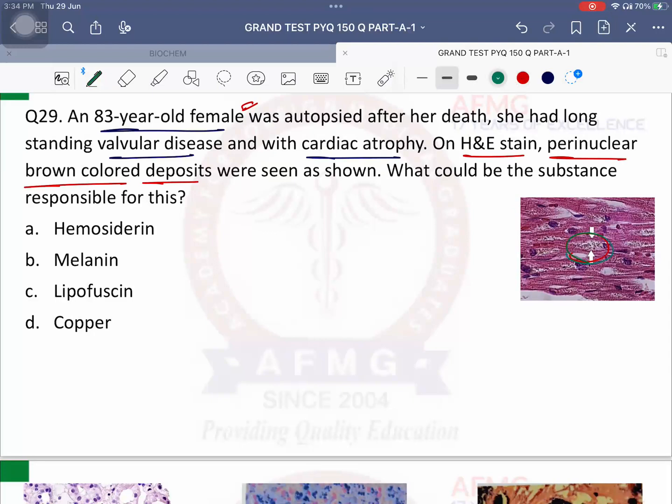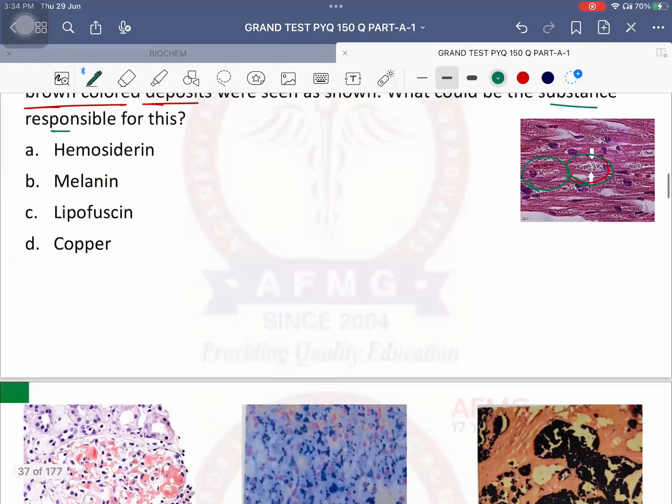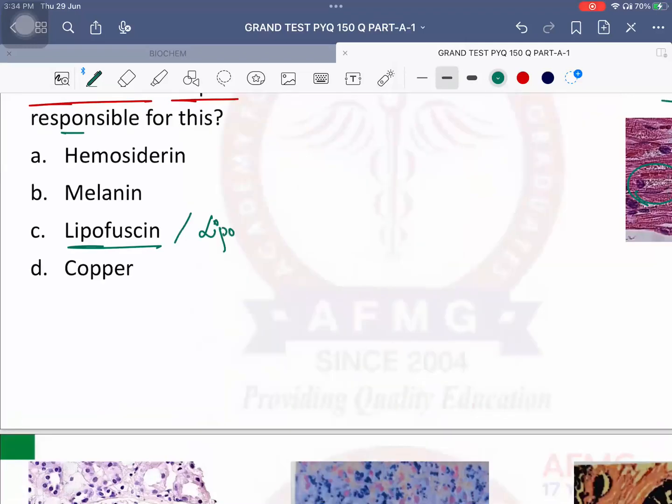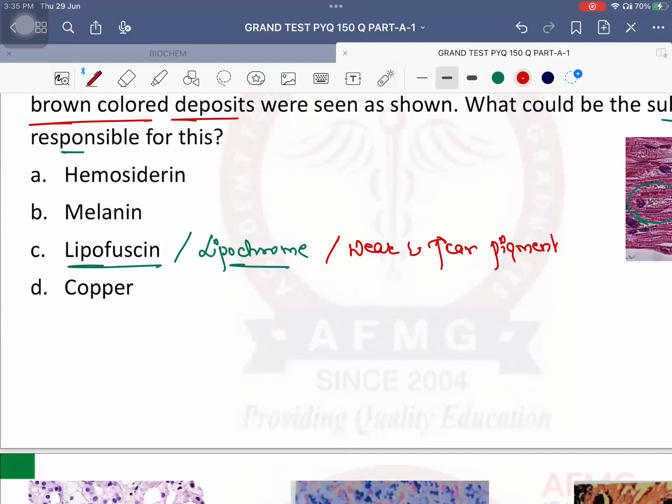Okay? So usually it is due to which pigment deposition? It is due to lipofuscin. Lipofuscin is also known as, will we just call lipofuscin lipofuscin? Lipochrome, also known as which pigment? Anybody? Wear and tear pigment. Lipofuscin or lipochrome or this wear and tear pigment will deposit with increasing age of the patient. So lipochrome deposition in the cell is suggestive of aging.